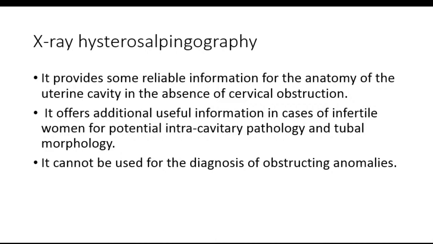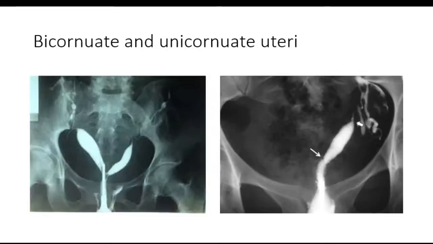X-ray is not as popular as it was maybe even 10, 20 years ago, but still it's very useful in some complicated cases. It provides reliable information on the anatomy of the uterine cavity. It's easy to reproduce. You can send the slide of the X-ray hysterosalpingography to another colleague to get a consultation. So it requires an X-ray machine, which of course you can find in the hospital.